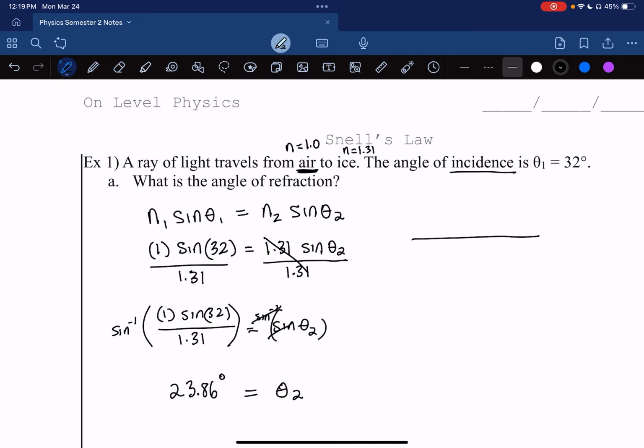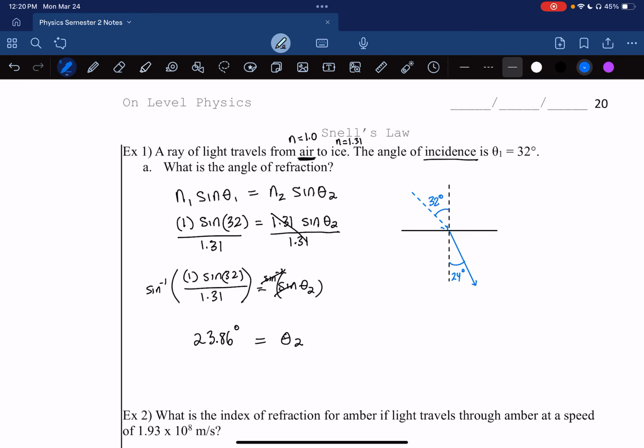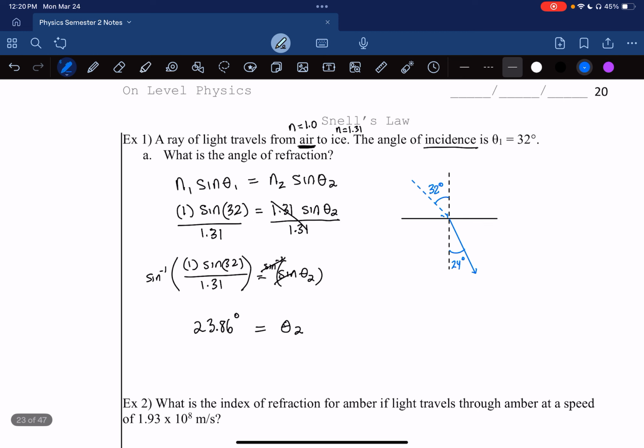So just real quick, well, we can do better than that. If I were to draw a picture of this, which you don't have to, we do this. And here's the light. Let's make it blue. Now we are showing that this angle is 32 degrees. And so we don't want 32 degrees here. It's actually going to be less. And this angle is, let's call it, 24 degrees. So it bends a little bit. This angle is less than this angle. That's all we're saying. That's it. Cool.